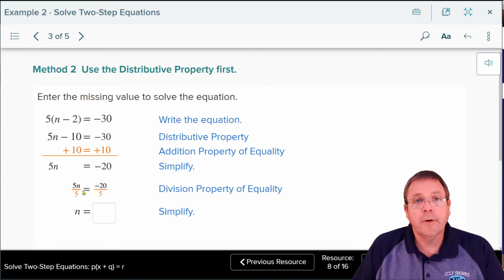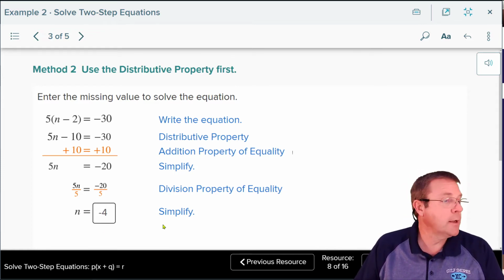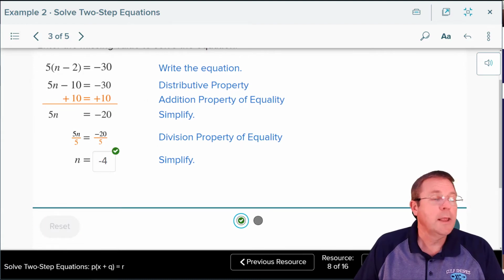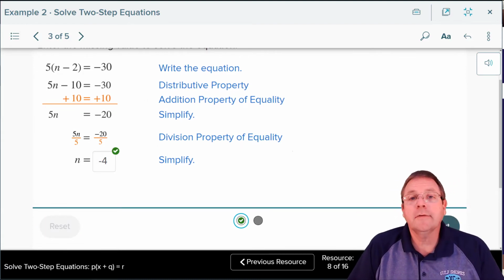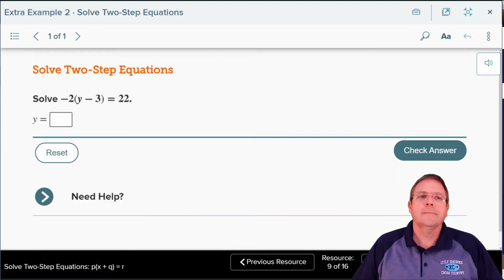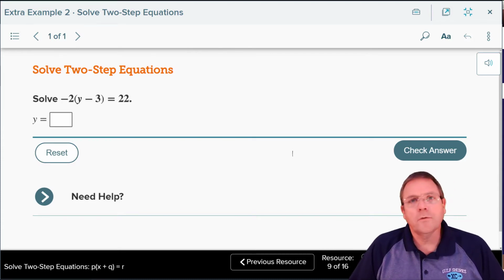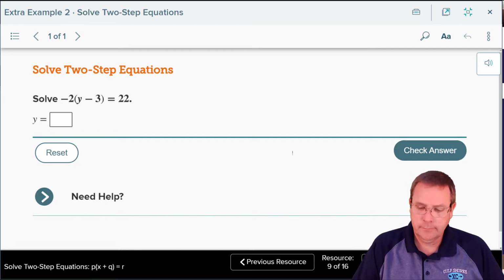5 divided by 5 is 1. 1 times n is n. And then negative 20 divided by 5 gives us that same negative 4 that we found the other way. Either way you solve it, you're going to get the same answer. Either way constitutes good, high-quality algebraic supporting work. And now it's going to be your turn. Pause the video and solve this question on your own. You can do it either way that you choose.